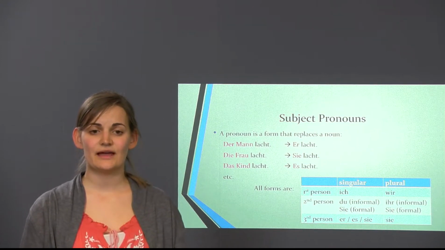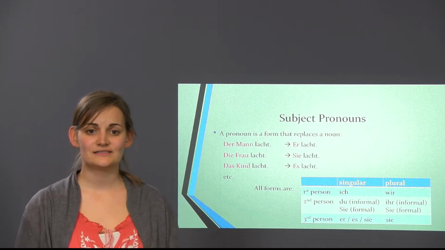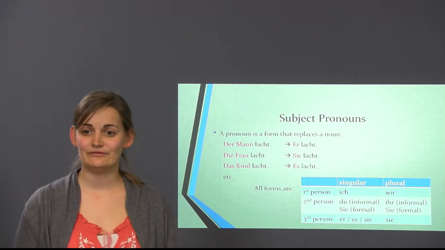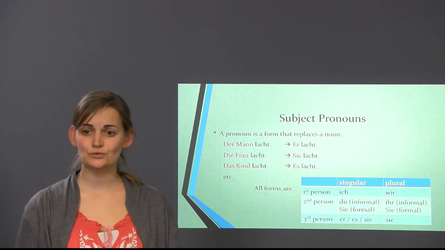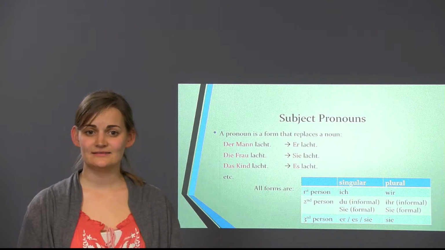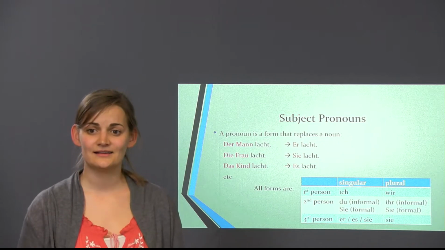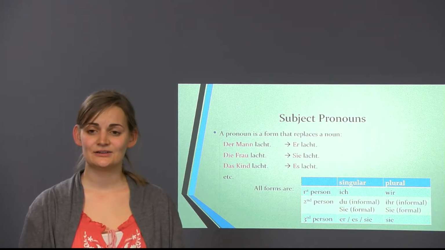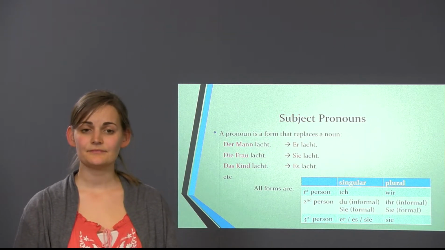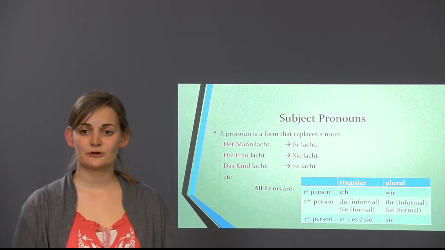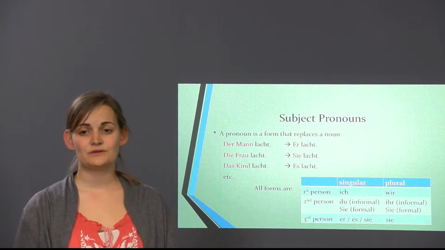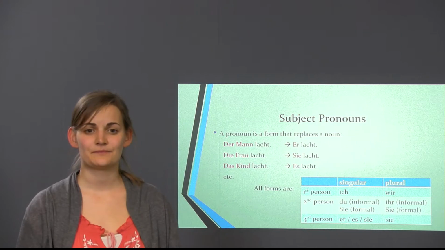So here in the table we have the full range of all subject pronouns. You have ich, du, sie, er, sie, es, wir, ihr, sie und sie. So in the second row you see informal and formal. This distinction will be treated in a different presentation.